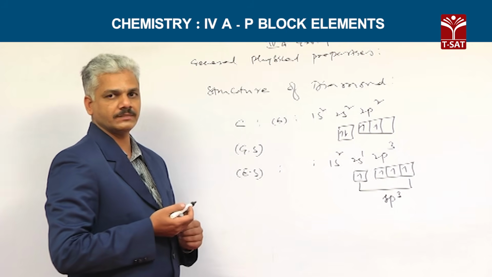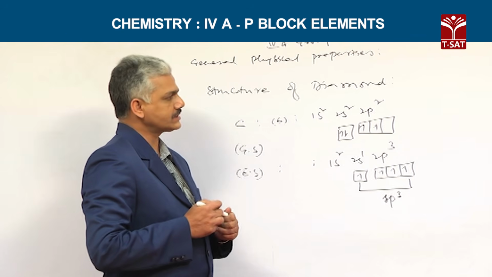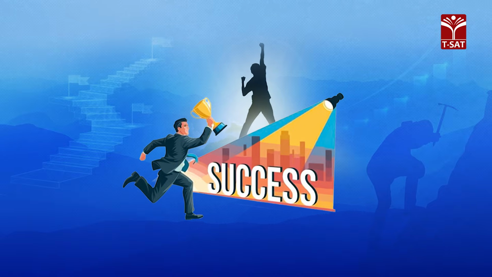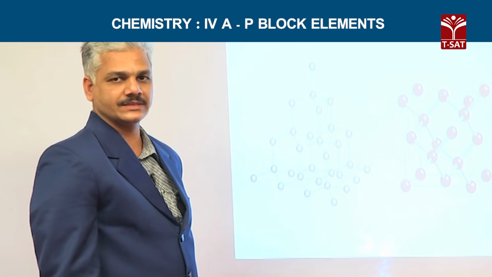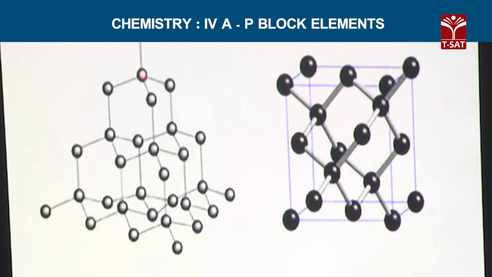In diamond, each carbon atom is tetrahedrally linked with 4 other carbon atoms. The structure is as shown in the diagram. As you can see in this diagram, the black colored balls represent carbon atoms. Each carbon is tetrahedrally linked with 4 other carbon atoms. The structure extends up to infinity. Hence, the final structure of diamond becomes a giant polymeric tetrahedron. This represents the 3-dimensional arrangement of carbon atoms in diamond.